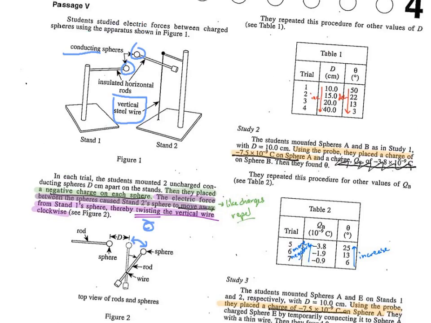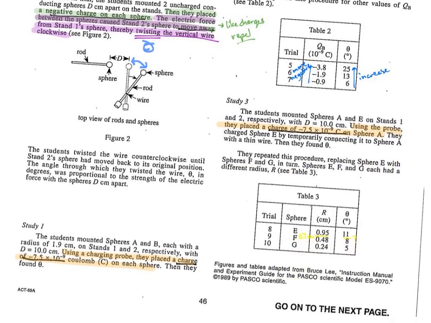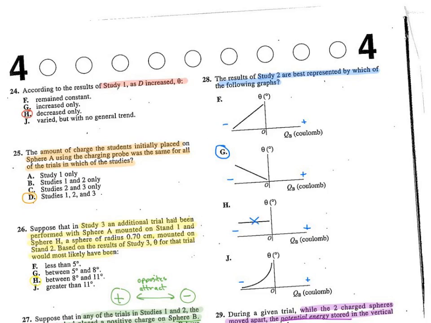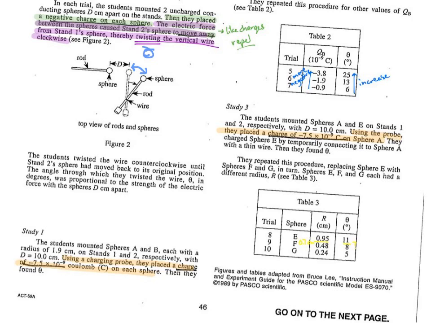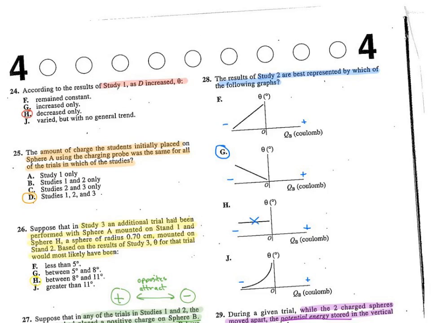And they changed things like the radius of the conducting spheres, how far they were from each other, and the charge on the spheres to see how they behave differently. So 24 is asking, according to the results of study 1, as d increased, or the distance between the conducting spheres increased, what happened to theta? So study 1, as the distance increased from 10 to 40, the angle was decreasing. So as d increased, the angle theta decreased only.